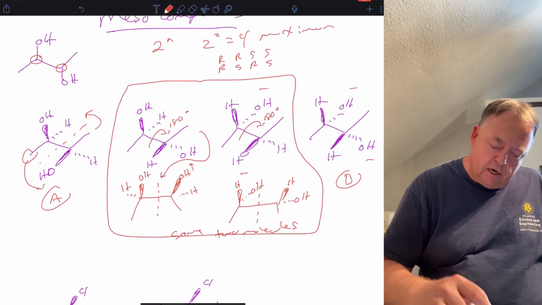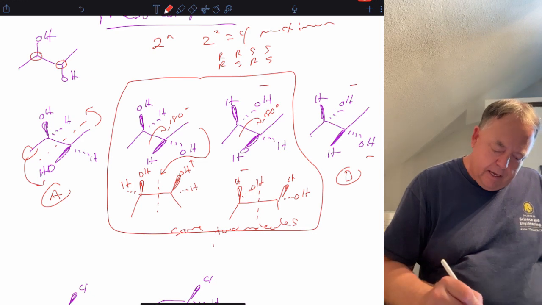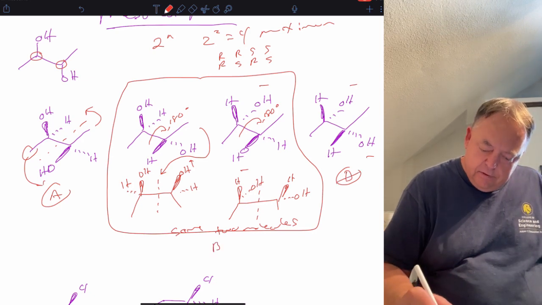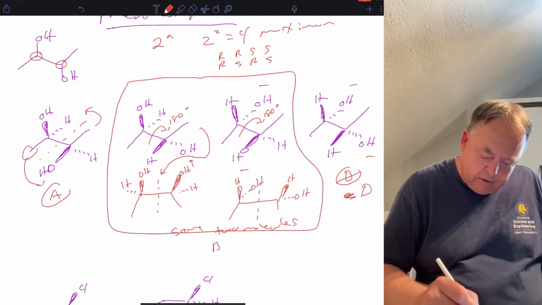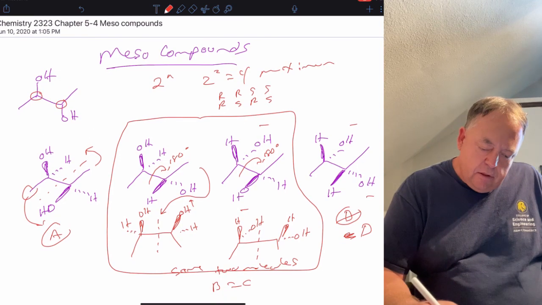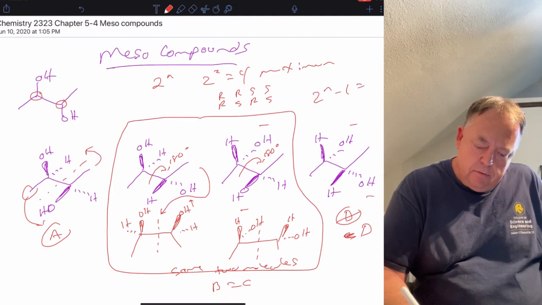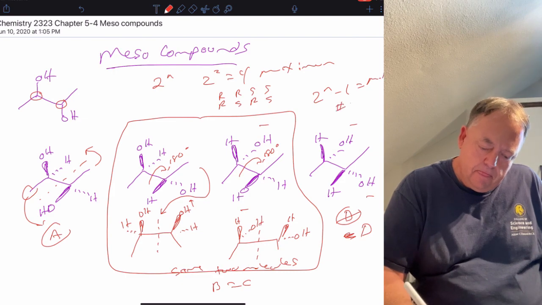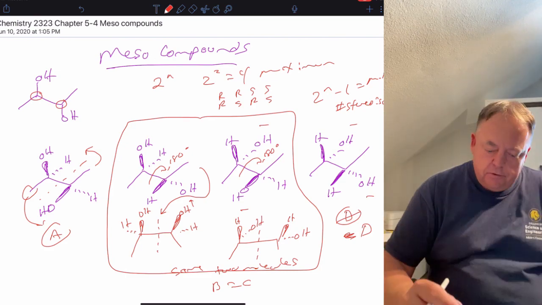Right, those are the ones that are mirror images, but they're superimposable on each other. So there's actually only A, B, and C different molecules. We'll call this D still, but B equals C. So if there's a meso compound, then the formula 2 to the n minus 1 is the maximum number of stereoisomers.